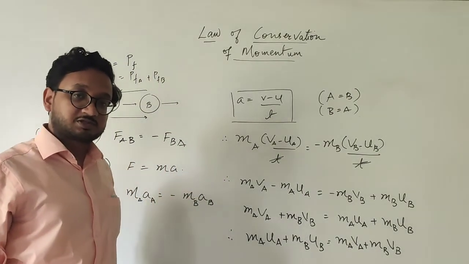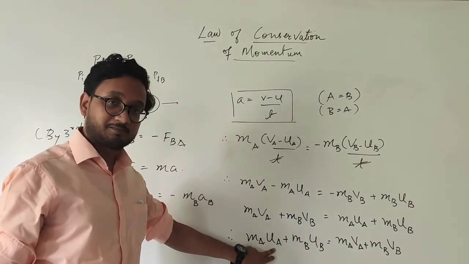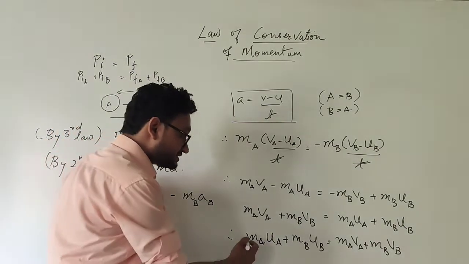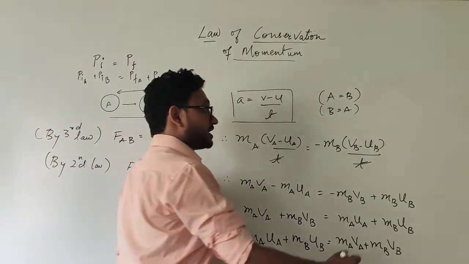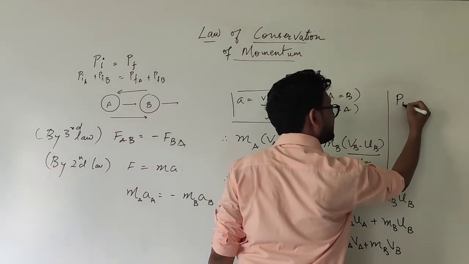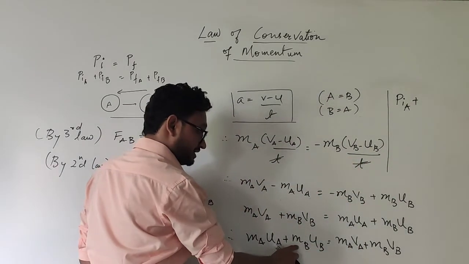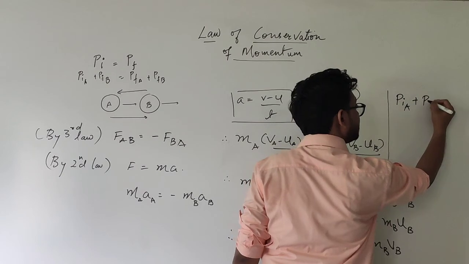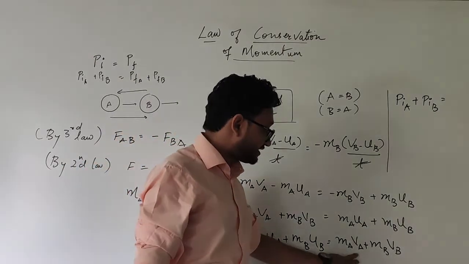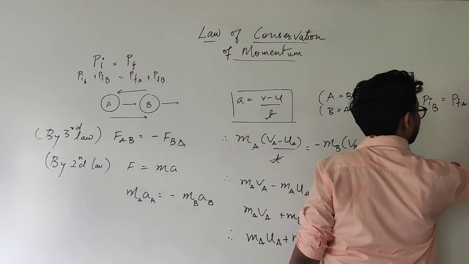I hope it is clear to you, students. Now observe this last point very carefully. Mass into velocity is momentum. But because this is u, the initial velocity, this is initial momentum. So m into u is initial momentum. So I am writing P initial of ball A, plus initial momentum of ball B, P_iB. And over here we can see mass into velocity, but v is final velocity. So final momentum of ball A plus final momentum of ball B.